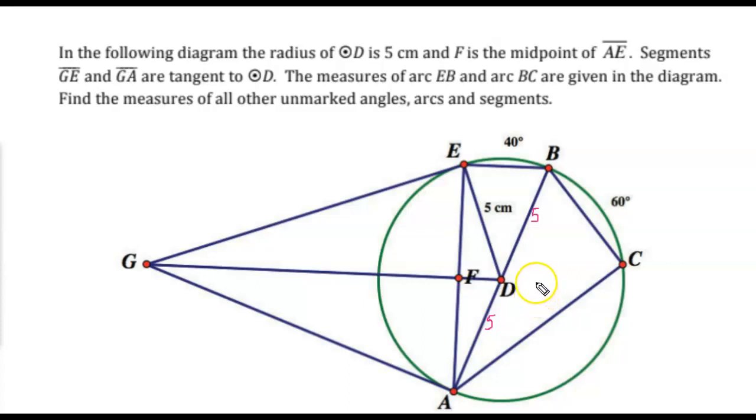I also know that F is the midpoint of AE. So by definition of a midpoint, I know that I end up with 2 congruent pieces. So whatever EF ends up being equal to, AF is going to be equal to the same thing. Segments GE and GA are tangents. So we do know that these are tangent segments, which means any of the radii that go to those points of tangency are creating 90-degree angles.